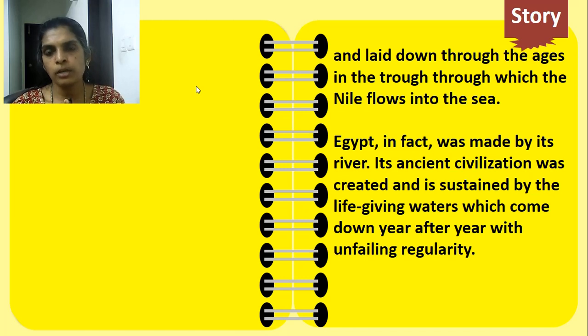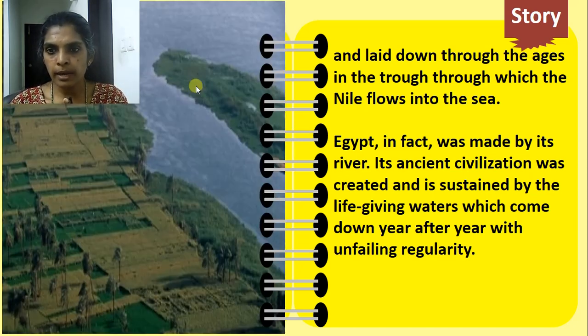So since ages, that means since this river Nile came into existence, from that time till today, Nile is making that area, the Nile valley, more fertile. Egypt in fact was made by its river. So the country of Egypt was made, that means it was created because of the river.